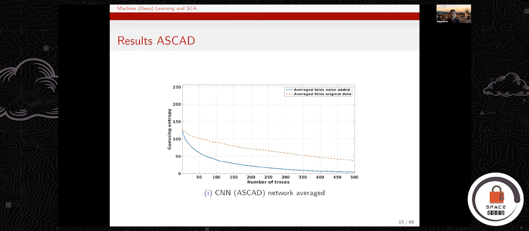And then here you have also the ASCAD data set. Again, relatively simple to break. And I can tell you today, our results are already around 100 measurements to break the target. Here it was a little bit more than 500. 1.5 years later, below 100. So we do see our state of the art, our results, improving significantly.